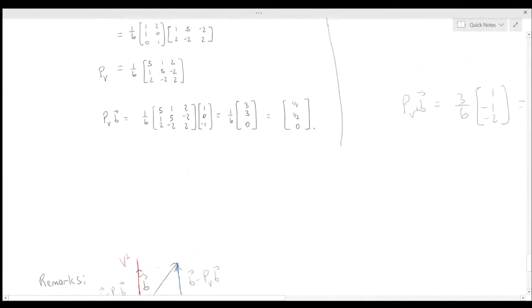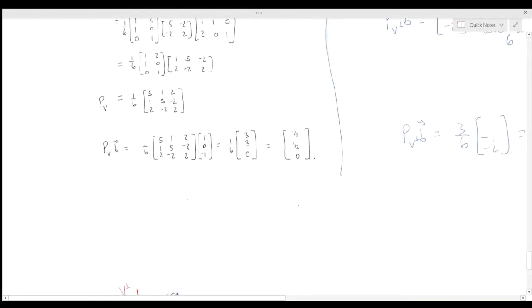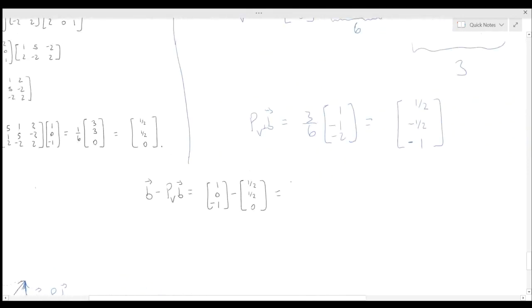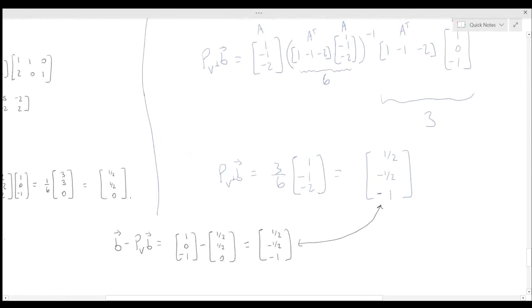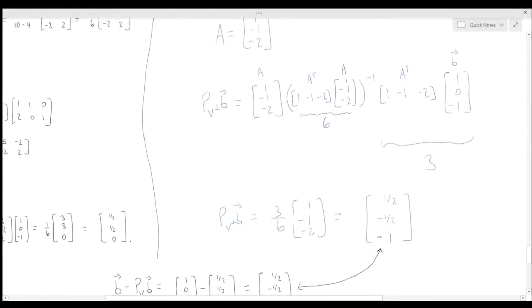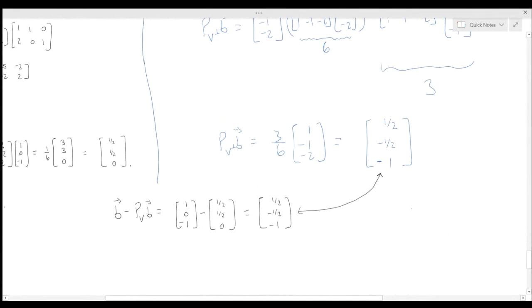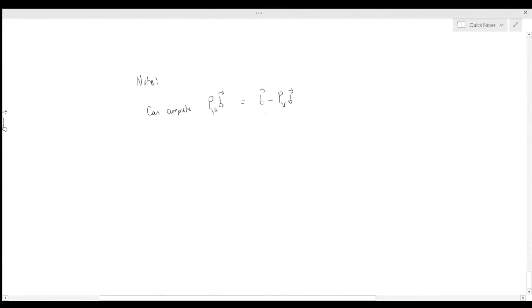And in fact, we can just confirm that real quickly. So if I did, in the example, vector B minus its projection onto V, where B was 1, 0, negative 1, we're subtracting its projection onto V. Notice that gives us 1/2, negative 1/2, and negative 1, which is the same thing that we got over here, computing the projection onto the orthogonal complement, but using a slightly more involved procedure to get it, okay? And so that's one thing to note, you can compute projection onto your orthogonal complement by doing this property.